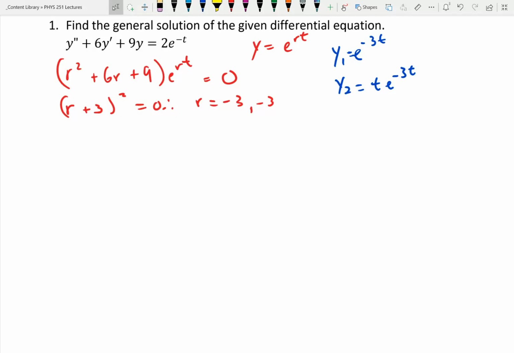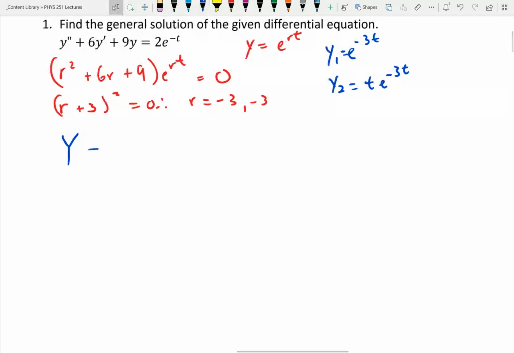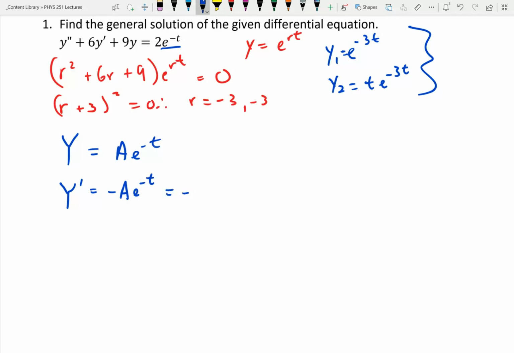Now that we have that, we finally find our y particular, which you use as capital Y. And it's going to have to be some constant times e to the minus t. Now, because e to the minus t was not either of these, I don't have to do any other modification. And so then if I take the derivative of that, y prime is equal to minus a e to the minus t, or minus Y. Y double prime is equal to a e to the minus t, or Y.